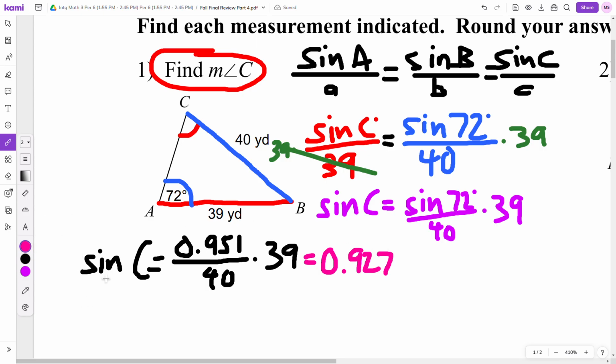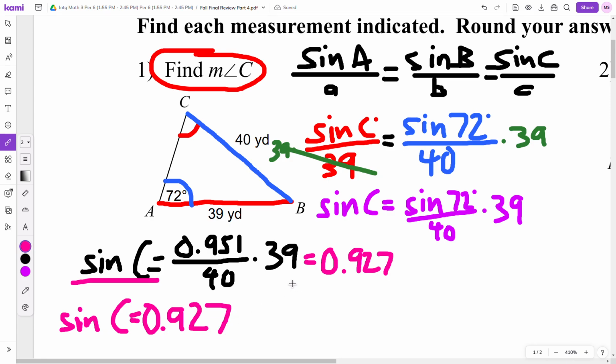No, we are not, because this is just sine of C, right? So this is saying sine of C equals 0.927, but I want to know what C is without the sine. Well, remember that it's a function, a sine function. It's a function like any other function, which means it has input and output. And what this is saying is that the output is 0.927. But what was the input? What was the angle that they plugged in to get out a sine of 0.927? Well, that's why we need the inverse function.